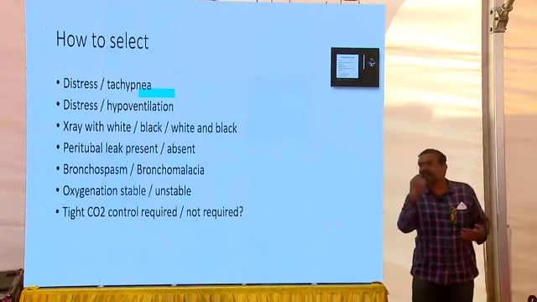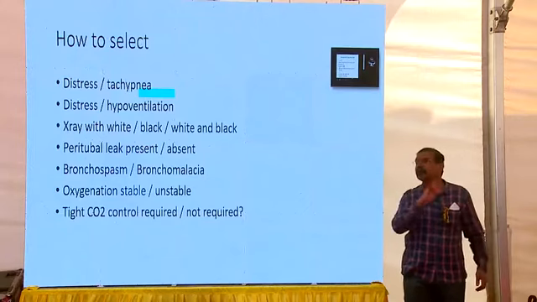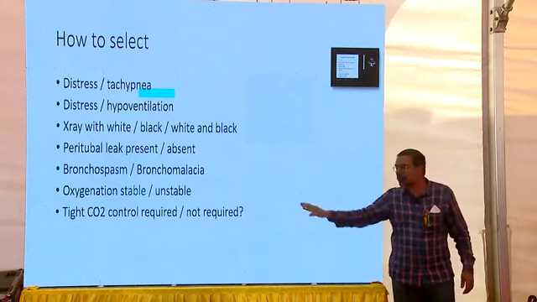You must have seen the ET tube slightly up, tube kink, a little bit here and there, CO2 goes up. Oxygenation is maintained, but CO2 goes up. So for good CO2 control, volume is better. Next one.